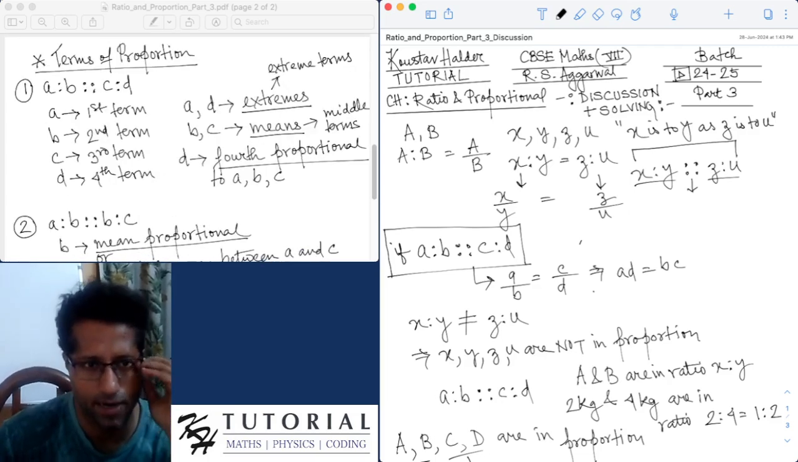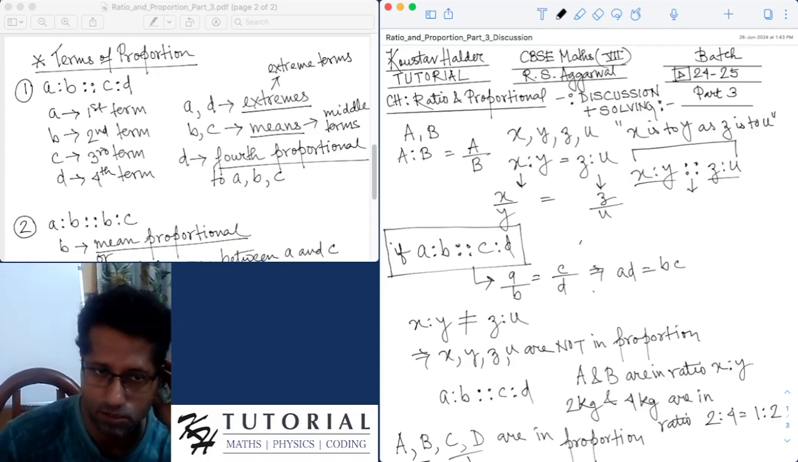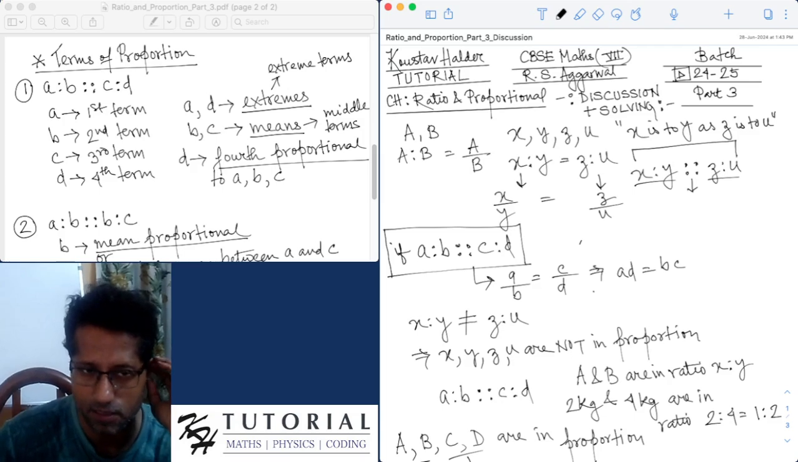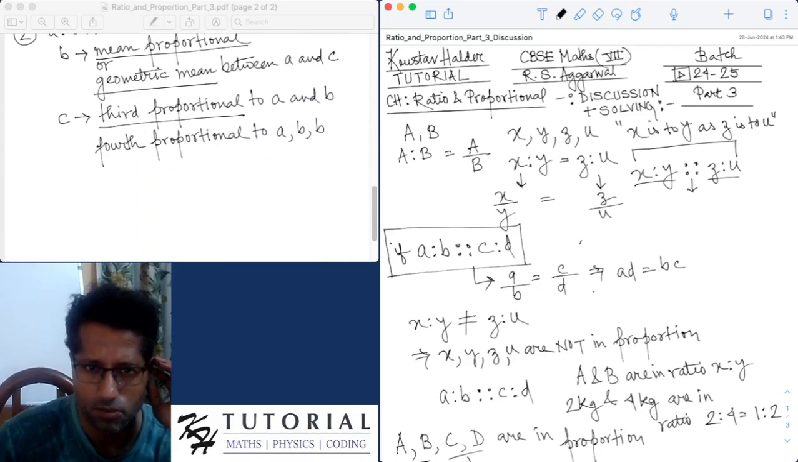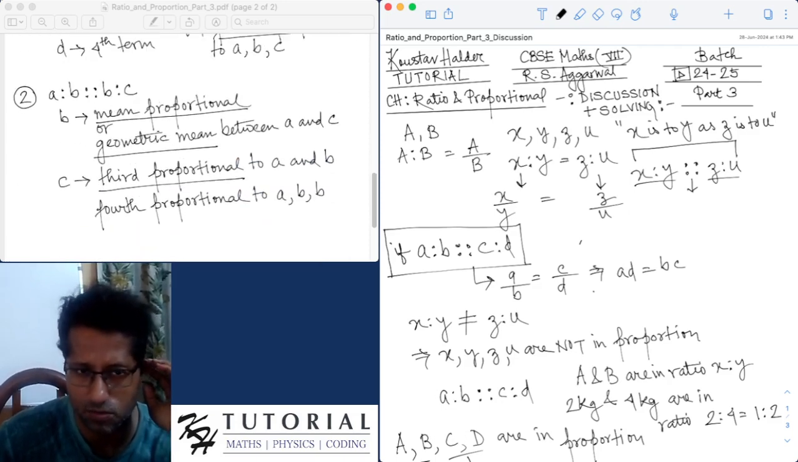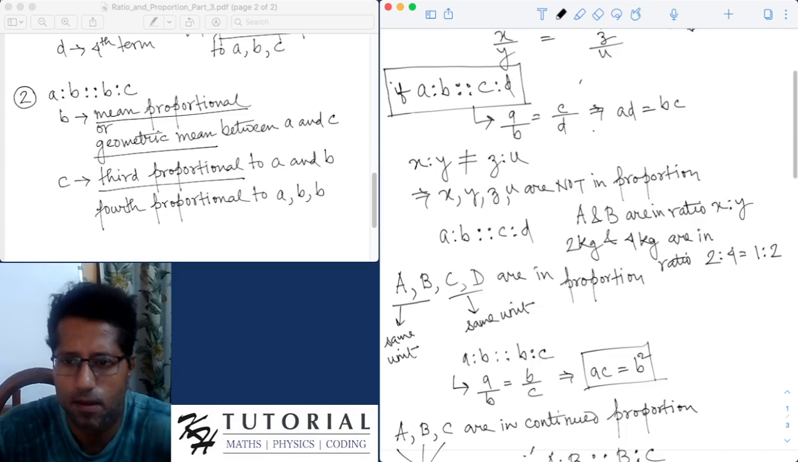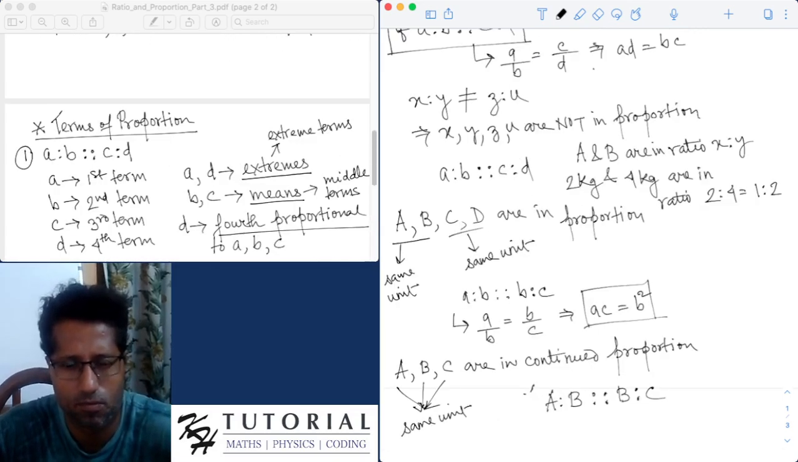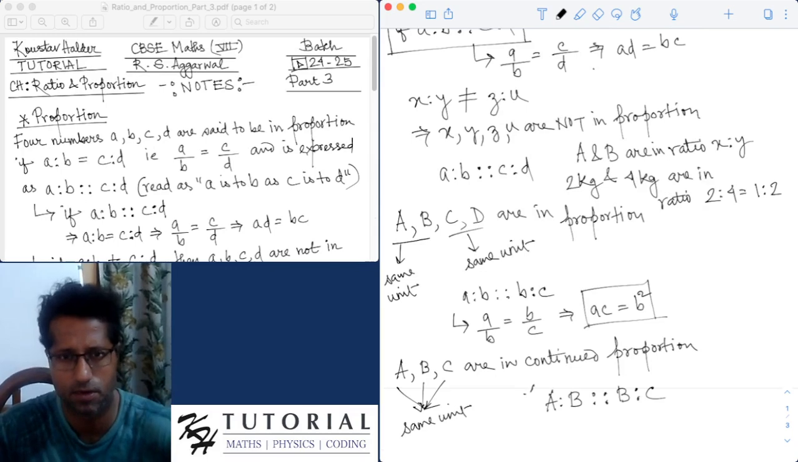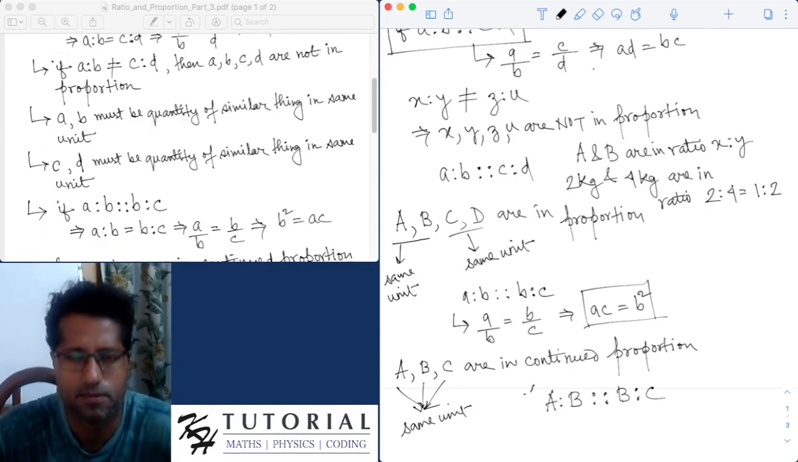The important ones are that in the proportion A is to B equals C is to D, D is called the fourth proportional to A, B, C; B and C are the means, and A and D are the extremes. And for a continued proportion where we have A is to B equals B is to C, B is the mean proportional or the geometric mean between A and C, or C is known as the third proportional to A and B. Okay, I think I've covered all the concepts required to understand what a proportion is.